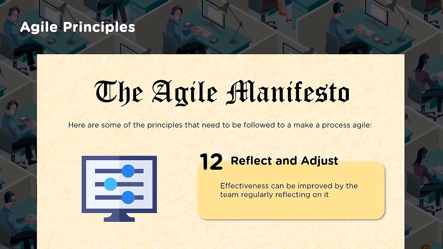So these are the 12 principles, which help the accomplishment of the manifesto points, the four manifesto points that are mentioned. So keeping these four manifesto points, four values mentioned in the manifesto, and then the 12 principles in mind, any agile methodologies have their own approaches and they accomplish all of this.